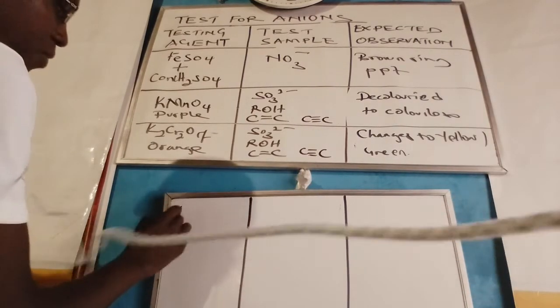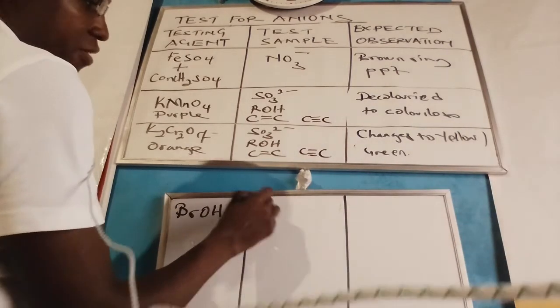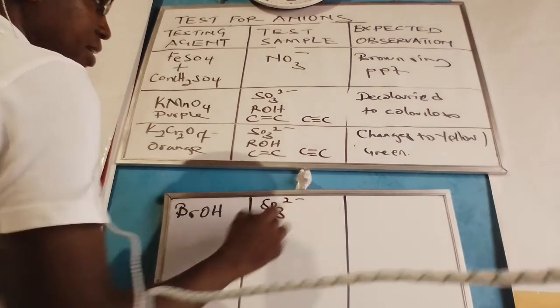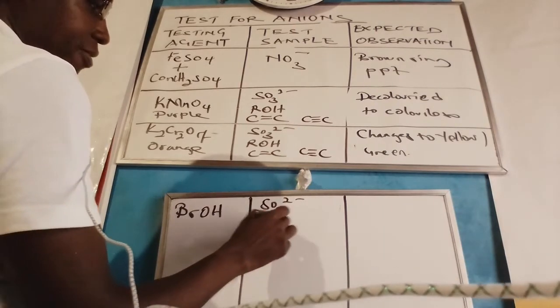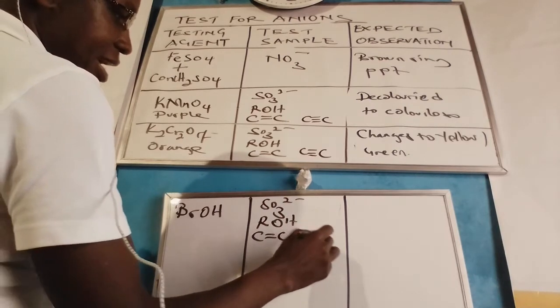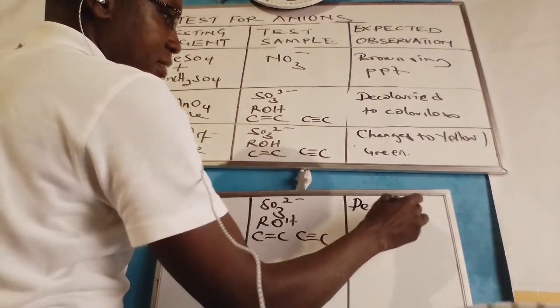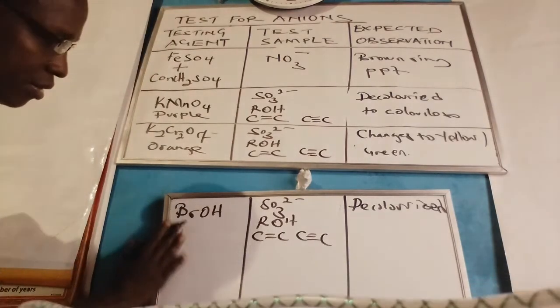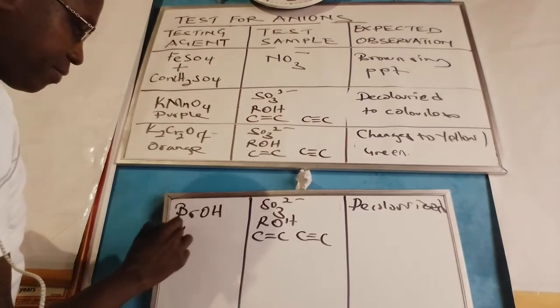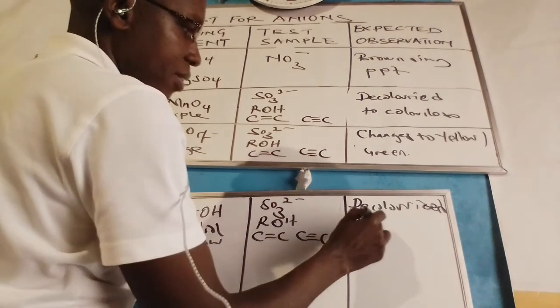Next, we have bromine water, and bromine water is simply bromine dissolved in water which appears as aqueous bromide. In this case, it is also used for the testing of reducing agents such as sulfite. It tests alkanols, and it tests the unsaturated hydrocarbons such as alkenes and alkynes, and again it is decolorized. It happens to be reddish brown and turns pale yellow.